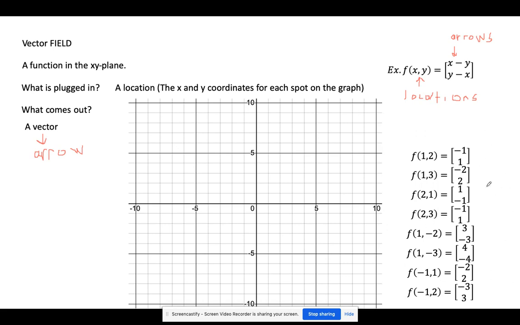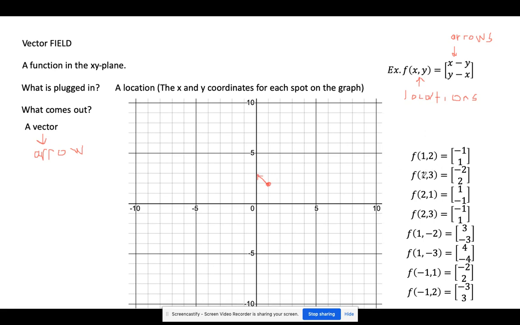Now all we're going to do is go to each one of these spots and put an arrow that points in these directions. The first thing I'm going to do is go to spot 1, 2. So here's spot 1, 2 right here. From there, I'm going to draw an arrow. This is negative, so it's going to go left 1, and then up 1. So kind of like that.